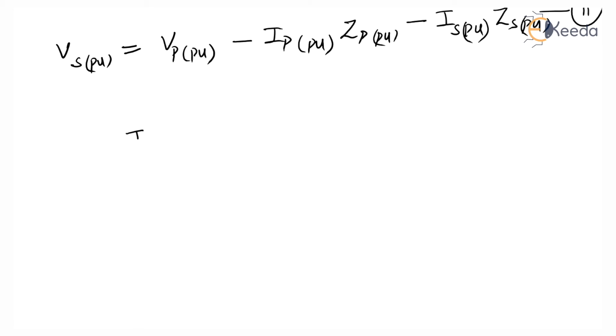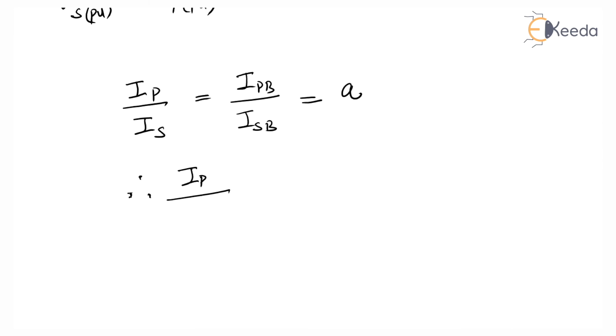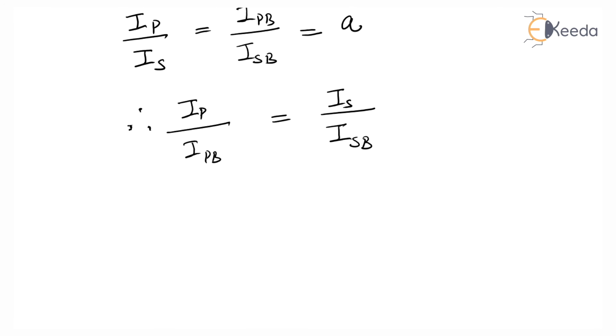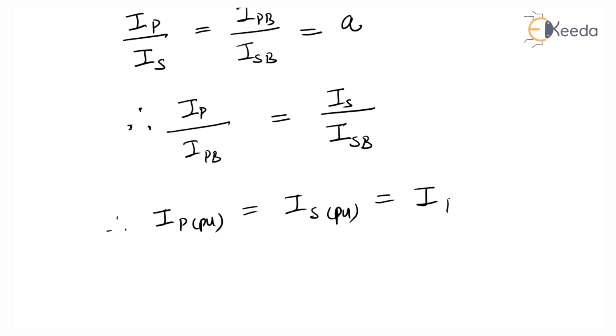Now we have already discussed earlier that Ip by Is, the primary current upon the secondary current, is equal to IPB upon ISB. This is equal to N2 by N1, which is equal to A. We have discussed this earlier. Therefore, Ip upon IPB is equal to Is upon ISB. We know Ip upon IPB is equal to Ip per unit, which is equal to Is per unit, and we can write this as the current per unit. Suppose this is equation number 12.